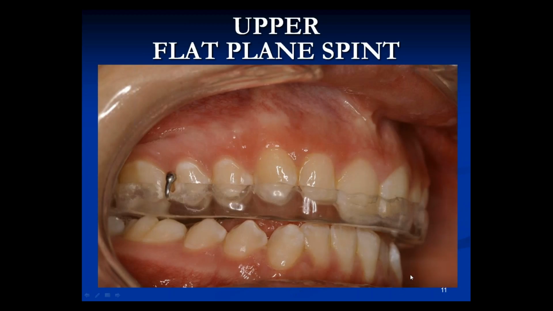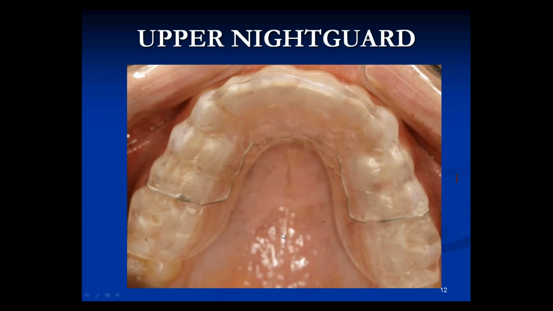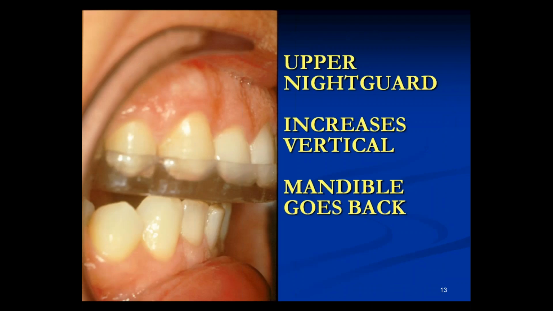Okay, so do we go with a flat plane splint? When would you put that in? Now look at the upper night guard. Look at what happens here. Look at behind. If you have the patient bite behind these teeth, where do you think the jaw is going? It's not going forward, it's going back. If you remember one thing that I tell you tonight, you want to move the jaw forward when it clicks, and you don't move the jaw back, you move it forward.